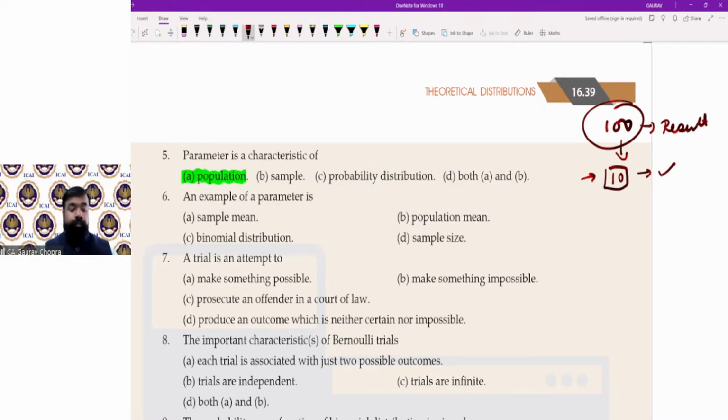Okay. Then what is the example of a parameter? The example is basically the population mean. So whenever we are talking about the whole of the thing, the population, it is a parameter. Option B.